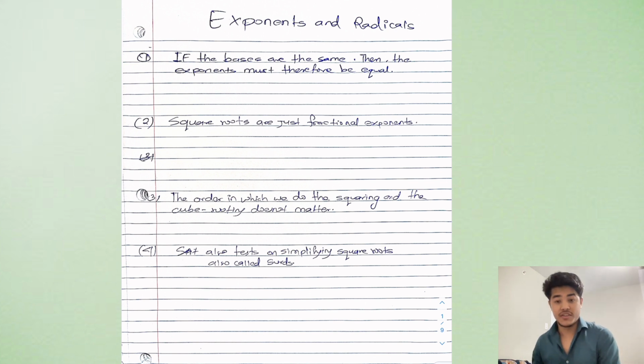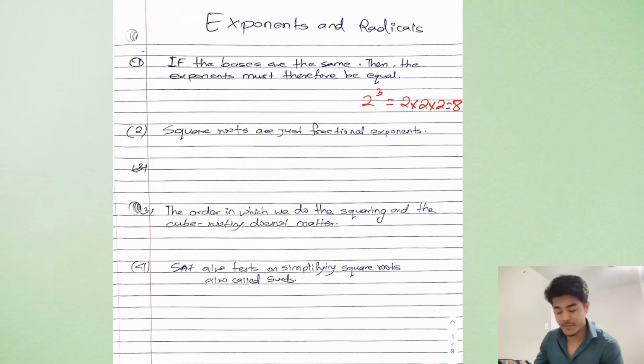What are exponents? Exponents are nothing but a repetition of itself. For example, let's say we have 2 raised to 3. It means that 2 is being multiplied by itself 3 times, 2 times 2 times 2, which is 8.